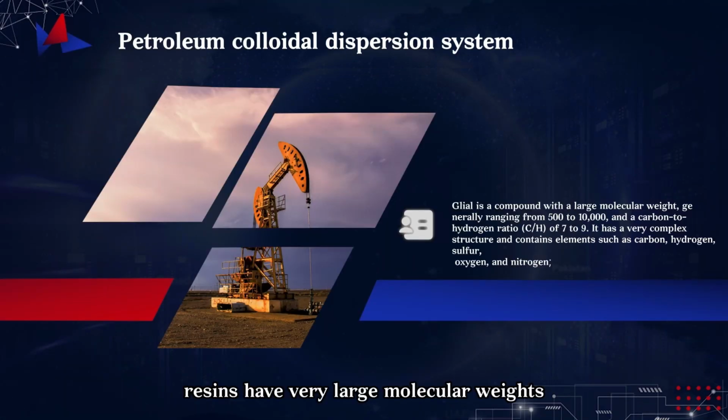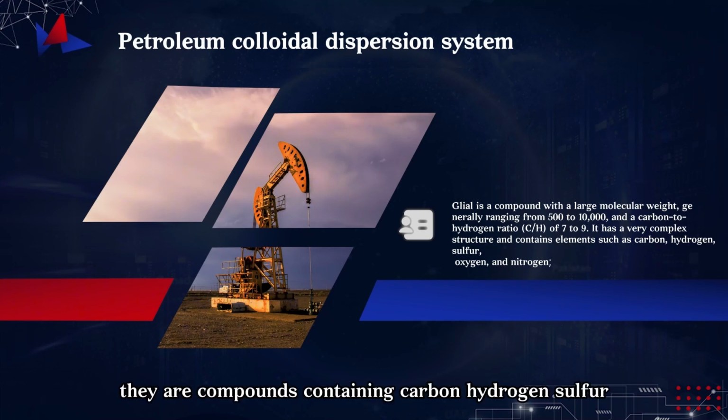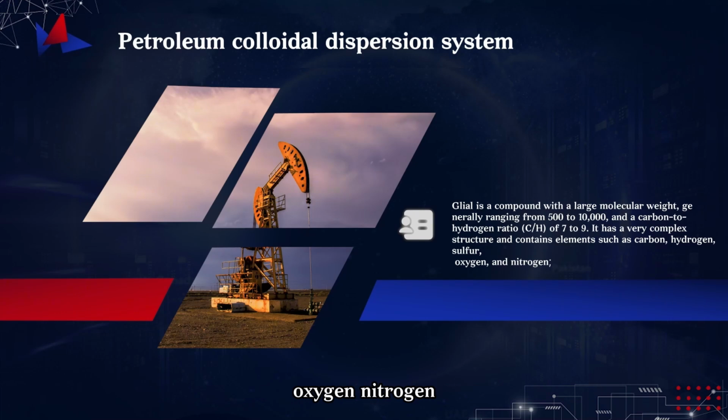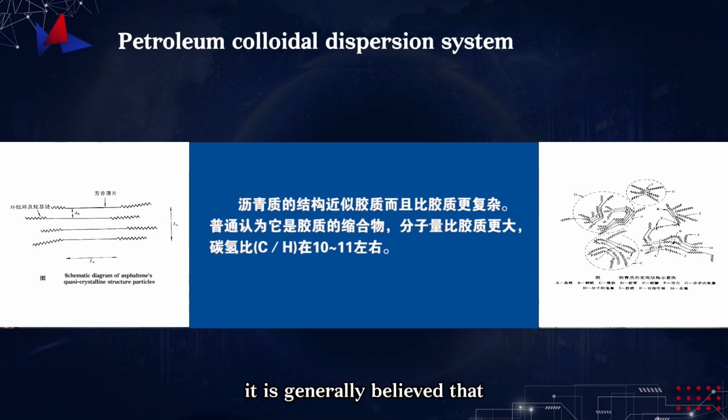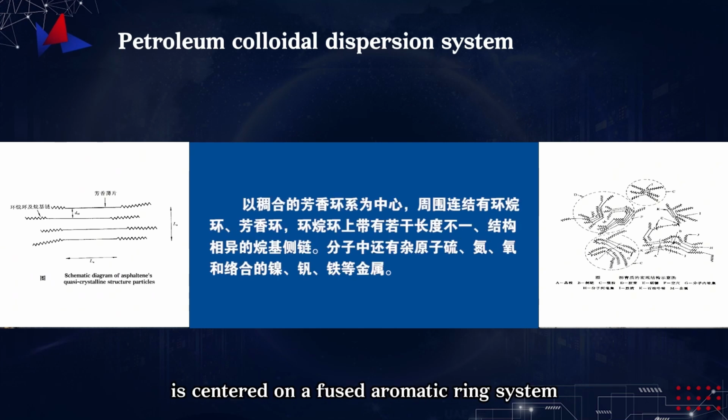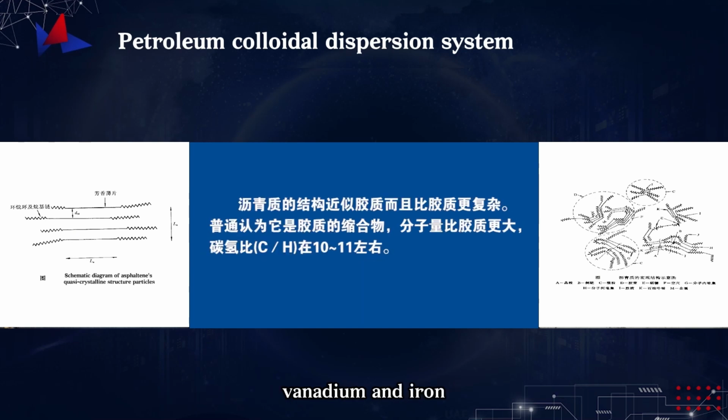Resins have very large molecular weights, generally between 500 and 10,000. Their carbon-hydrogen ratio is between 7 and 9. They are compounds containing carbon, hydrogen, sulfur, oxygen, nitrogen, and other elements, with very complex structures. It is generally believed that the molecular structure of asphaltenes is centered on a fused aromatic ring system. This is connected to peripheral naphthenic rings and aromatic rings. The peripheral rings carry several alkyl side chains of varying lengths and different structures. The molecules contain heteroatoms like sulfur, nitrogen, oxygen, and metals like nickel, vanadium, and iron.